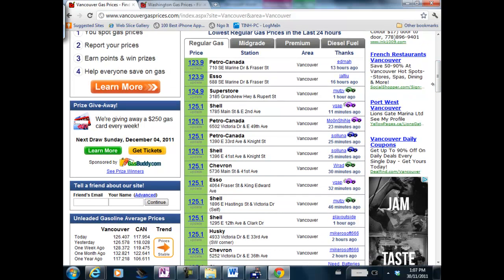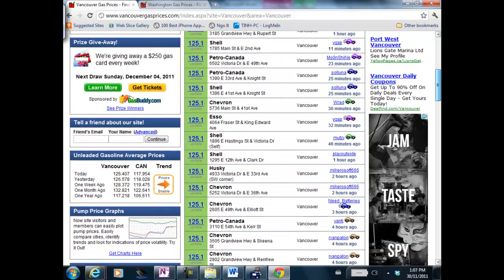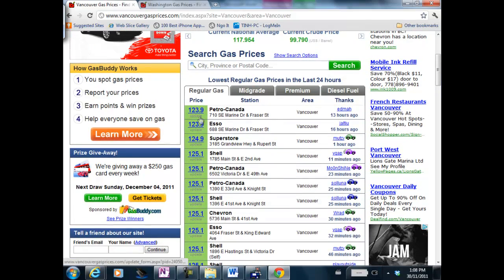So here, if you look at Esso, 123, Shell. If I were to fill up at the cheapest gas station near my house, it will cost me 123.9. Let's fill this in right now.